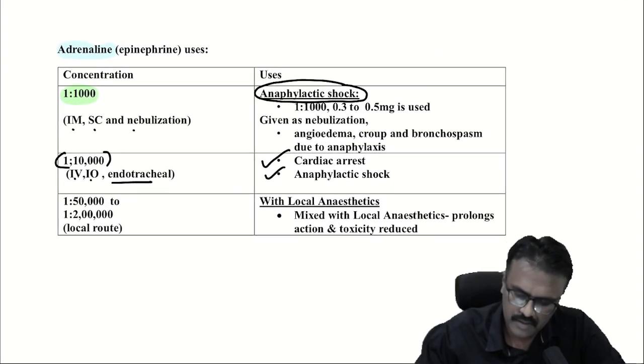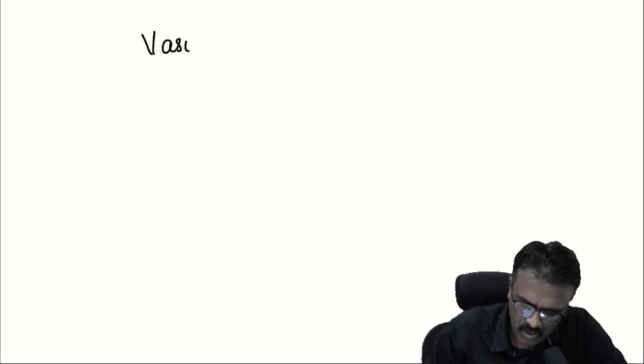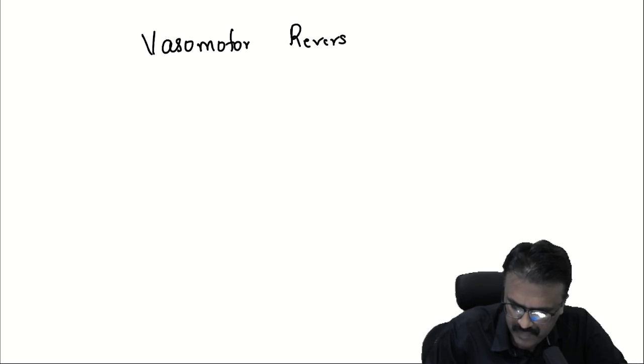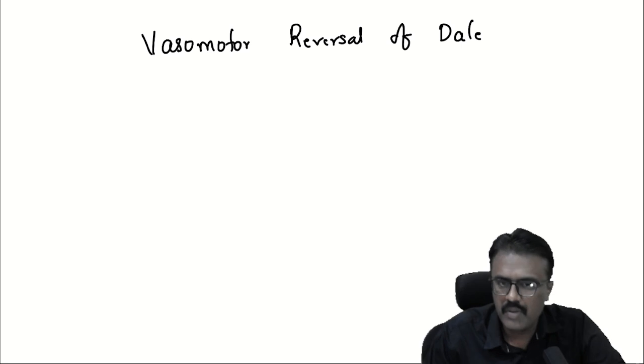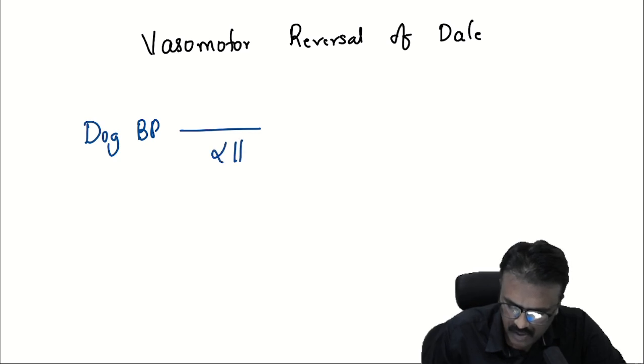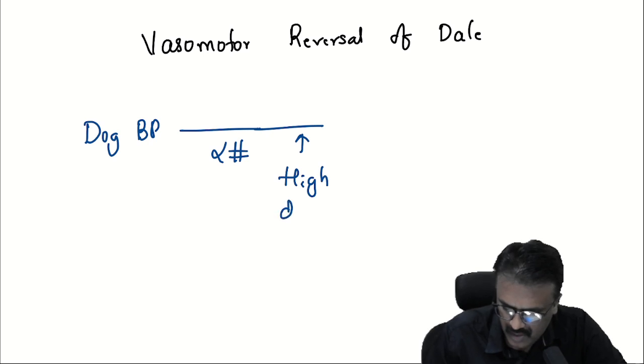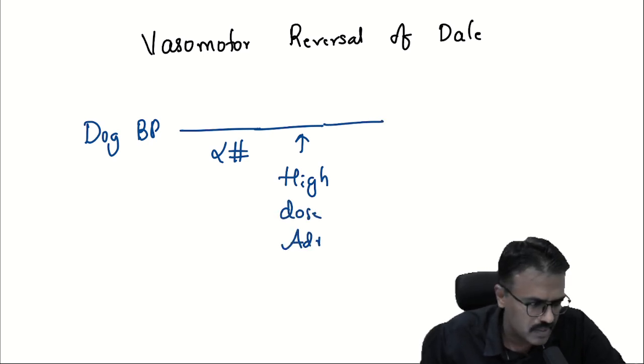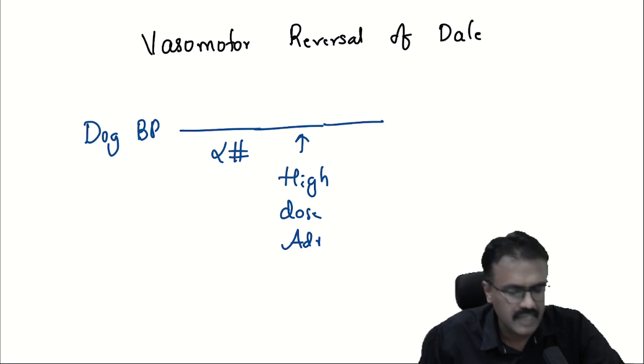So this is adrenaline. Now I will ask you some questions here. What do you mean by vasomotor reversal of Dale? This is again tested again and again in FMG exams. What do you mean by that? The meaning is, when we are doing an experiment on dog BP, first we give an alpha blocker. After that we give high dose adrenaline. Then what happens to the dog BP? You have to answer me. Whether it falls or rises.